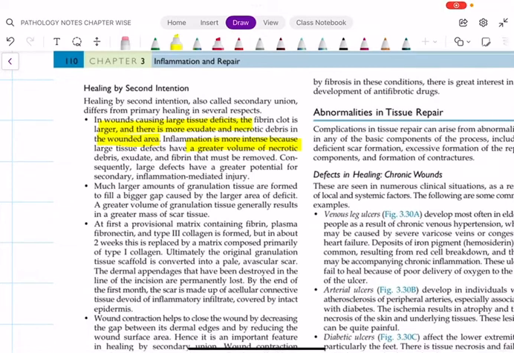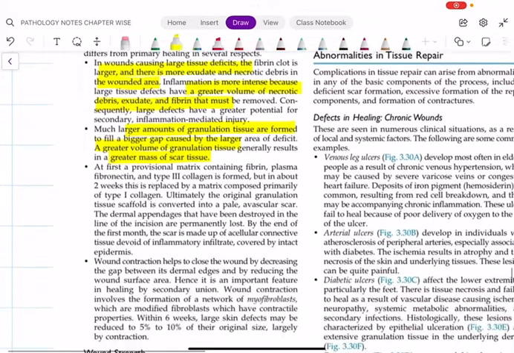In order to replace a larger volume of necrotic debris and exudate, what will happen? A large amount of granulation tissue will be formed. We have to fill the bigger gap. Am I right? So large granulation tissue will cause more scar formation. Fine? Yes. This is the point I have to stress, and here only you are going to get a very, very important MCQ question. Please open your eyes here.